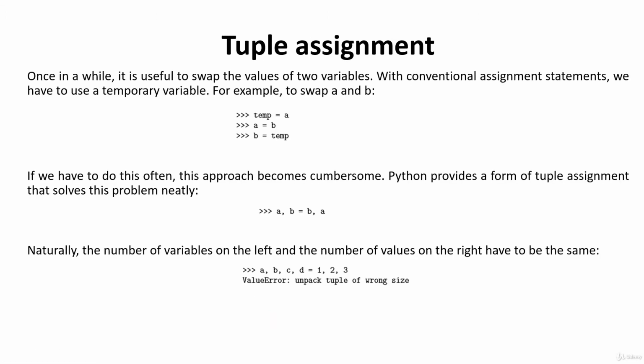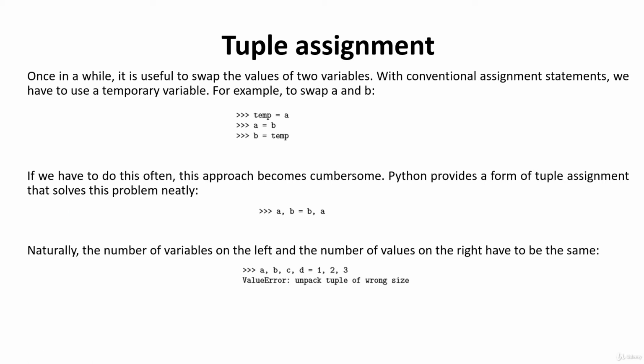And now we will discuss tuple assignment. Once in a while, it is useful to swap the values of two variables. With conventional assignment statements, we have to use a temporary variable, for example, to swap a and b. It looks like this. And if we have to do it often, this approach becomes cumbersome.